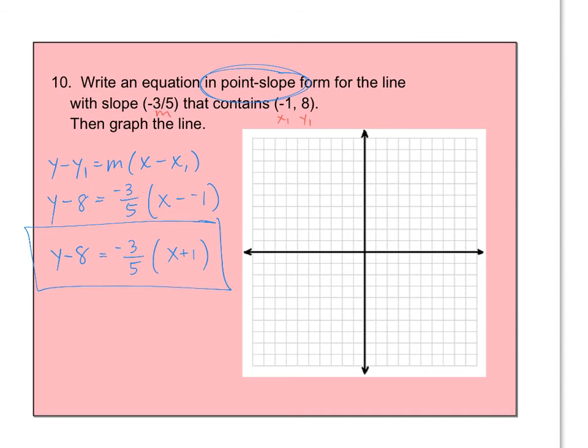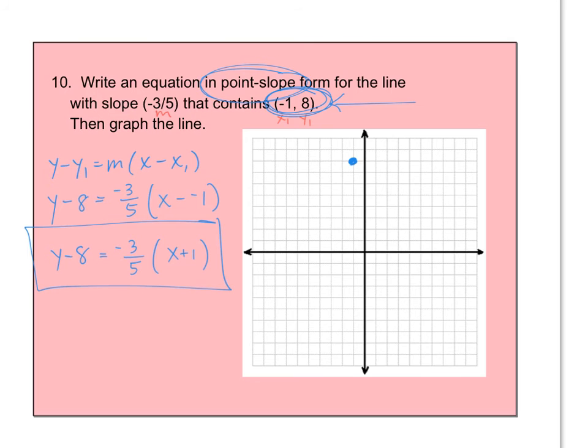To me, it's easier to graph it not from the equation, but just from the information. We know it's going to contain the point -1, 8. It has to go through the point -1, 8. So put a point there, put a dot. So -1, 8, there it is. Our line has to go through that.